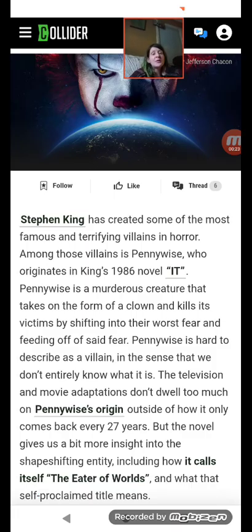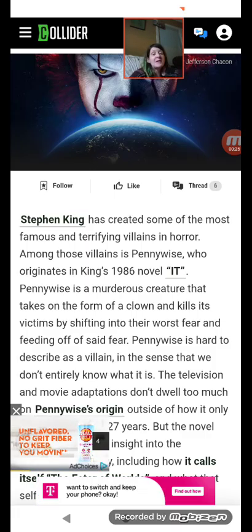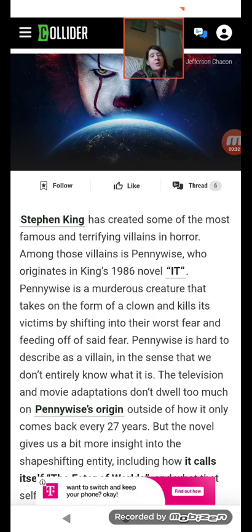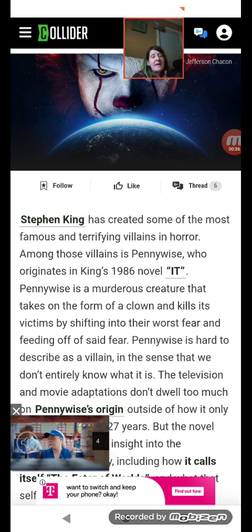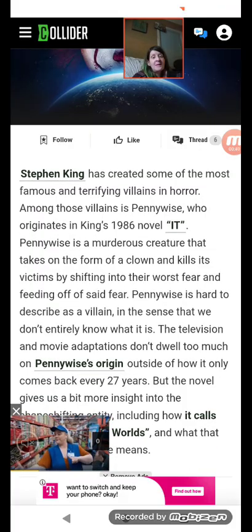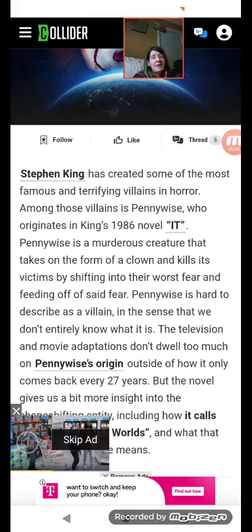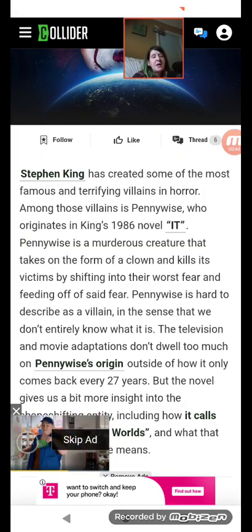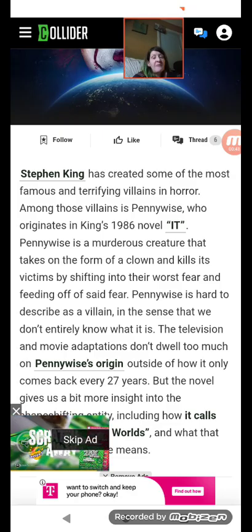Stephen King has created some of the most famous and terrifying villains in horror. Among those villains is Pennywise, who originates in King's 1986 novel It. Pennywise is a murderous creature that takes on the form of a clown and kills its victims by shifting into their worst fear and feeding off of said fear.